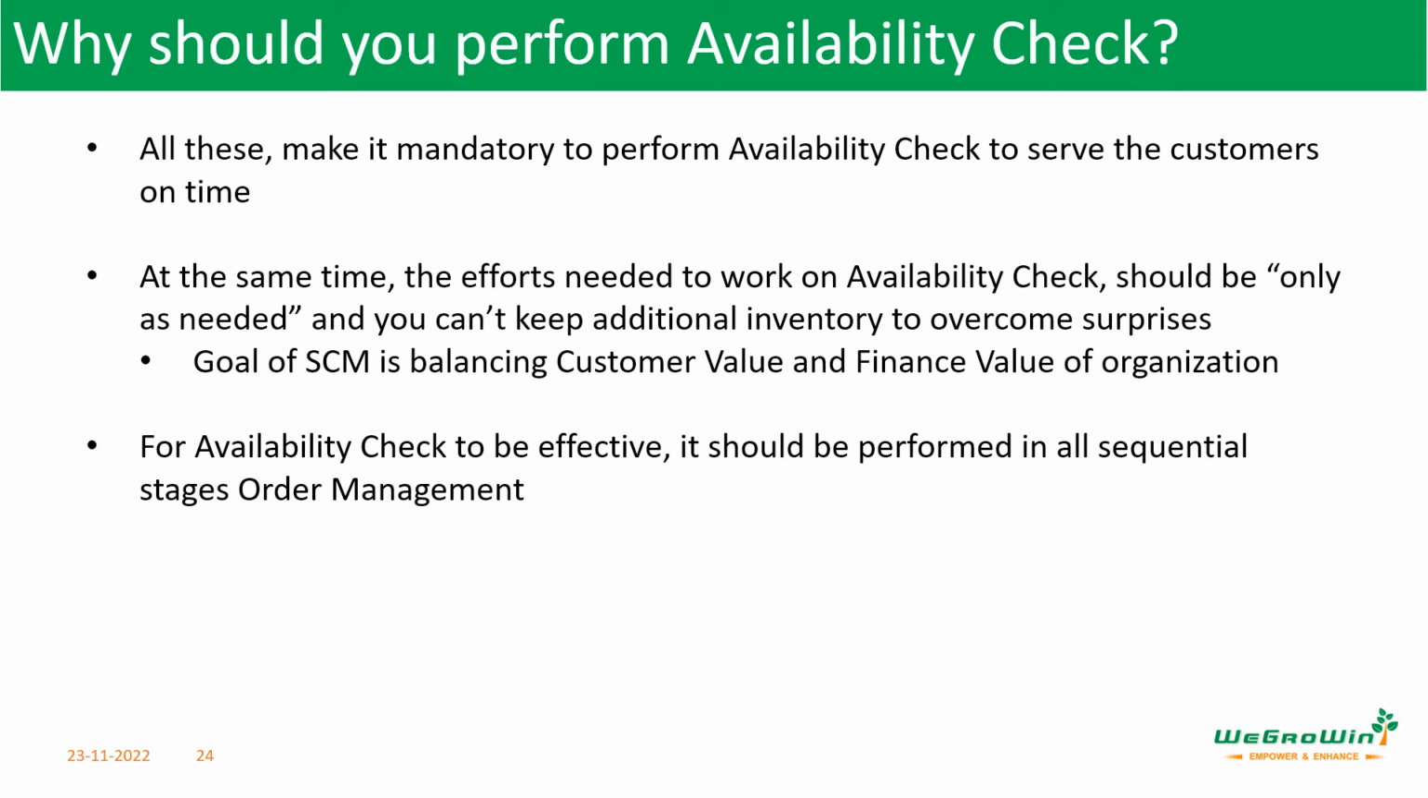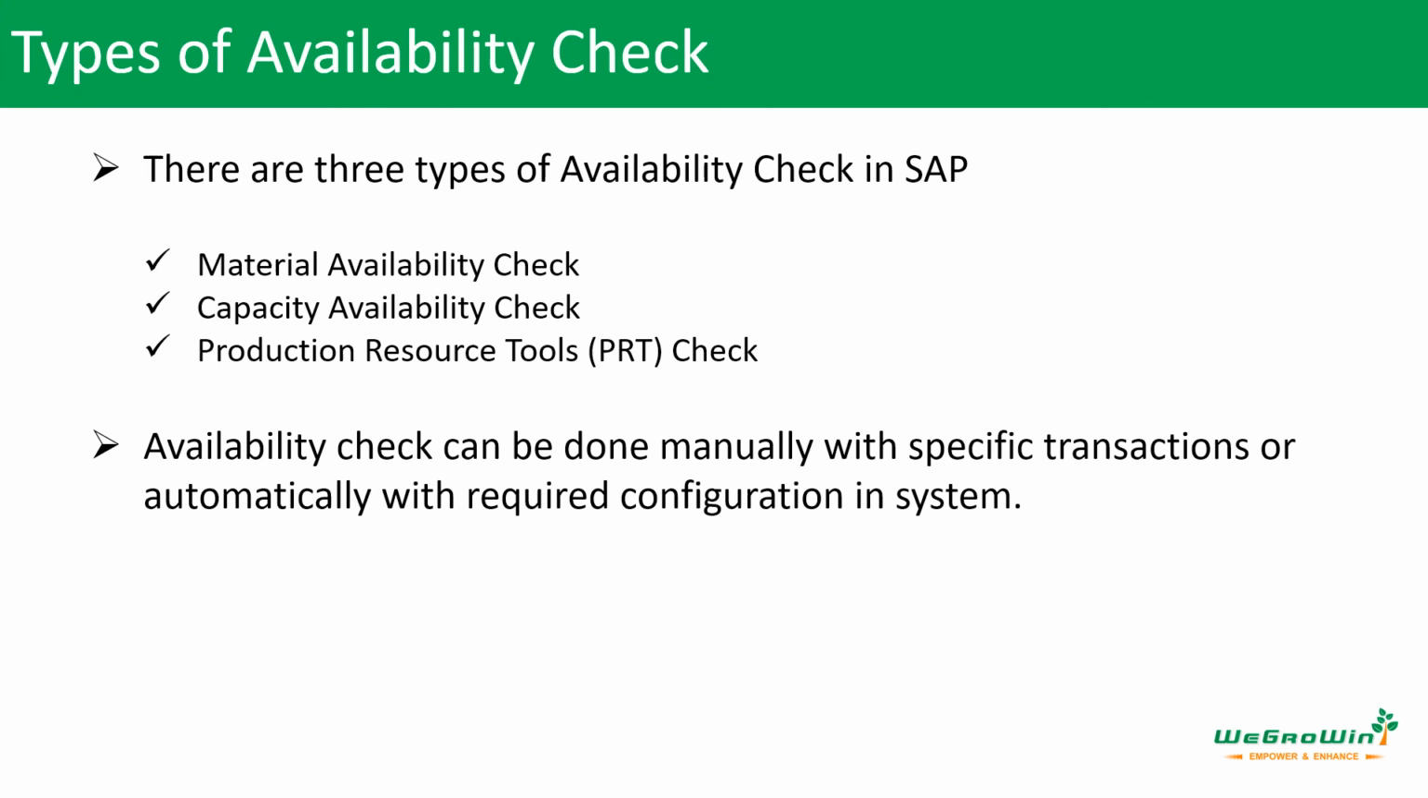All these things make it mandatory to perform availability check to serve the customers on time, at the same time to protect the financial balance of the organization. For availability check to be effective, it should be performed in all sequential stages of the order management. There are three types of availability check: material availability, capacity availability, and PRT check. It can be done manually with specific transactions or automatically with required configuration established in the system.